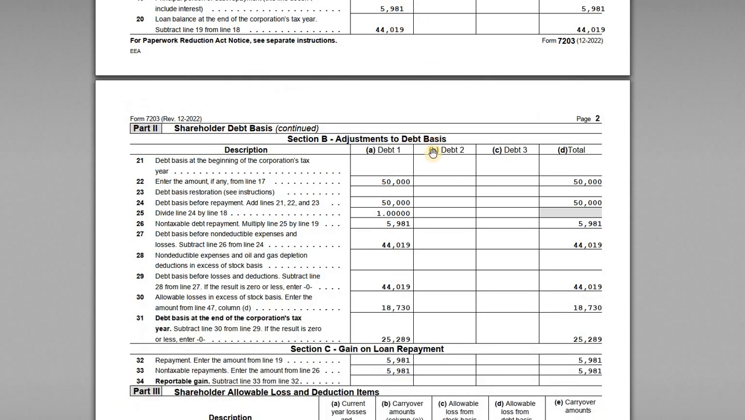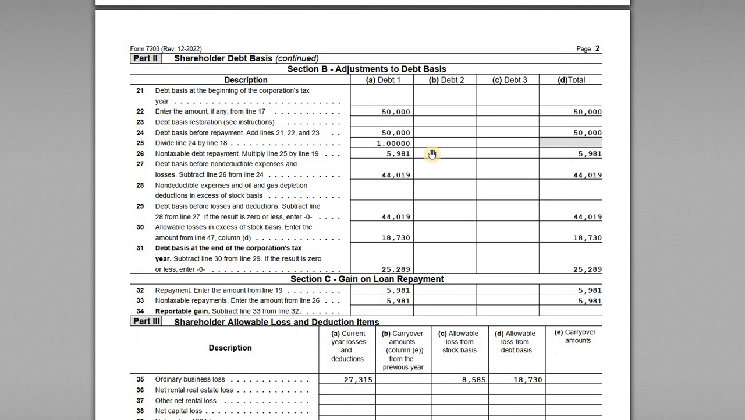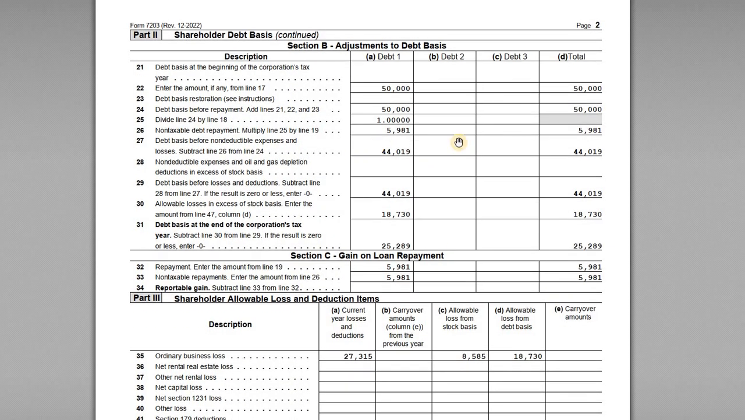And then in Section B, we start to work on the debt basis that can potentially be used to claim some of the losses. Now we notice here that because he was repaid some principal, the debt basis that we can use before accounting for non-deductible expenses is the principal amount owed at the end of the year, right? That's generally what's going to be the case. And so what we can see here is their debt basis before accounting for losses and other deductions is $44,019.